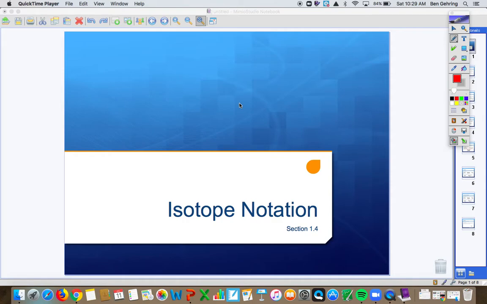Throughout this course, we're going to talk about different substances and elements, and to do this, instead of writing out the name each time or using extra words, we're going to use what's called isotope notation. So today we're going to talk about isotope notation and what that means and how to use it.